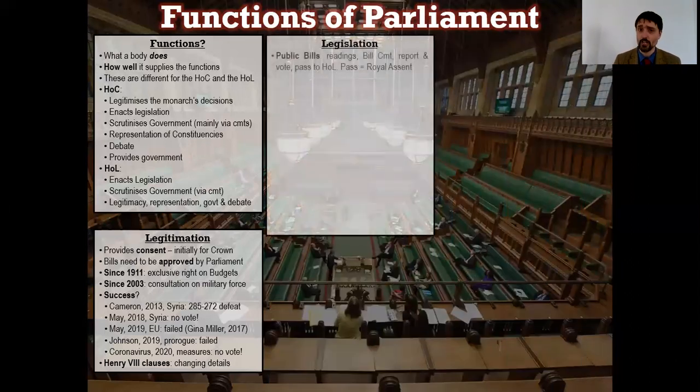We'll get rid of those. Legislation, the major job of a Parliament. Passing laws. How do we pass laws? Now, luckily, we don't have to go into too much depth on this one.